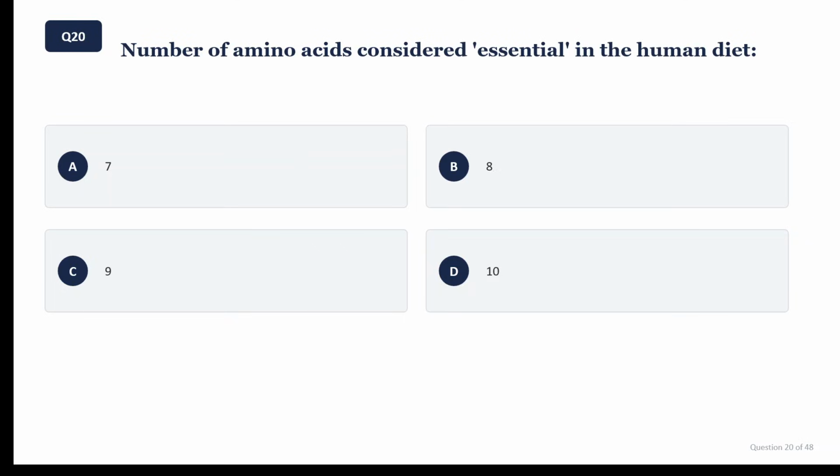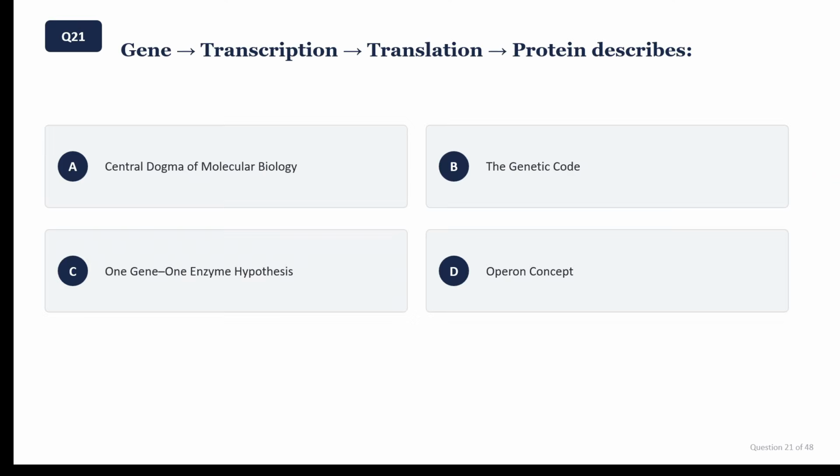Tryptophan, valine, methionine, isoleucine, leucine, lysine, threonine, phenylalanine, alanine, then histidine, then arginine or threonine. These are 10 amino acids which are not synthesized in the human body. That's why they are called essential. Then gene, transcription, translation, then protein.